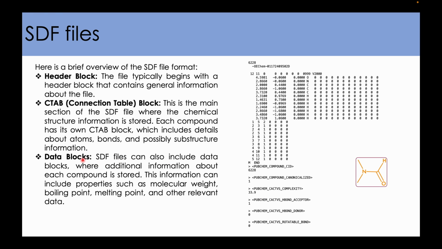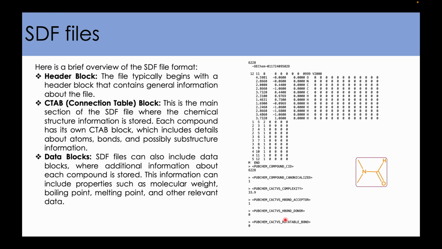So the next one is the data block. An SDF file can also include data blocks where additional information about each compound is stored. This information can include properties such as molecular weight, boiling point, melting point, and other relevant data. And this is the file that I have downloaded from PubChem, and as you can see, it has some descriptors like PubChem hydrogen bond acceptors, PubChem hydrogen bond donors, rotatable bonds, and stuff like that. So this constitutes a data block.